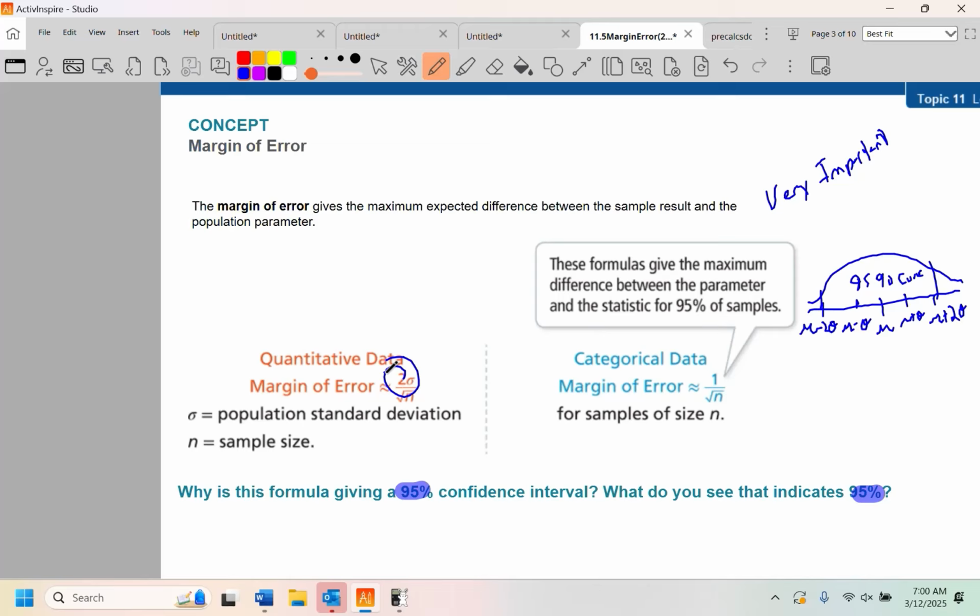I really can't give you a very good explanation of why they divide by square root of n. It has to deal with sampling statistics, and I'm not talking about all that stuff. For categorical data, it's just 1 over the square root of n. And I have never bothered to look up why that is the way it is. It's just what has always been. So we go with it.